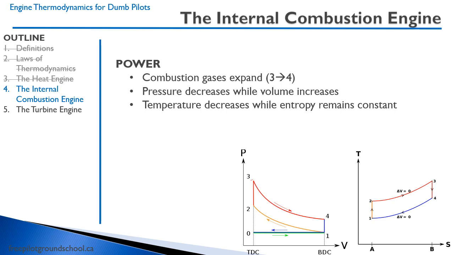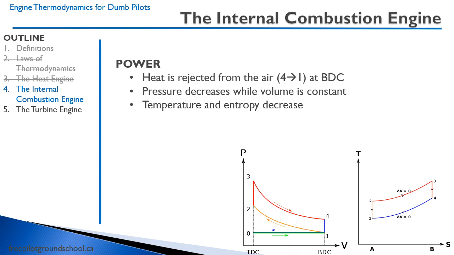Now we're going from 3 to 4. This is the part of the power stroke where the piston is being forced down. The combustion gases expand, so as they expand, we're reducing the pressure and increasing the volume. This again is isentropic. The fire is burnt, it's all done, but now the gases are expanding and forcing the piston down. Your temperature is now going down, but your entropy is staying constant.